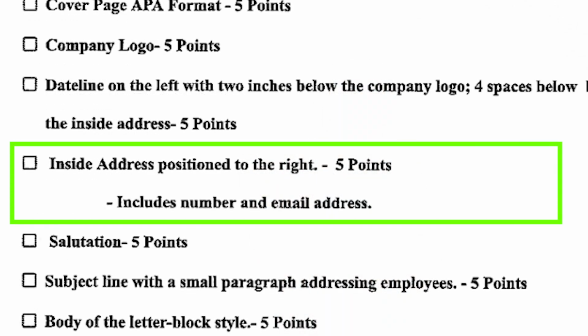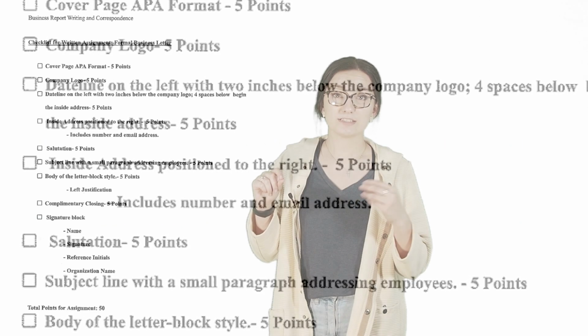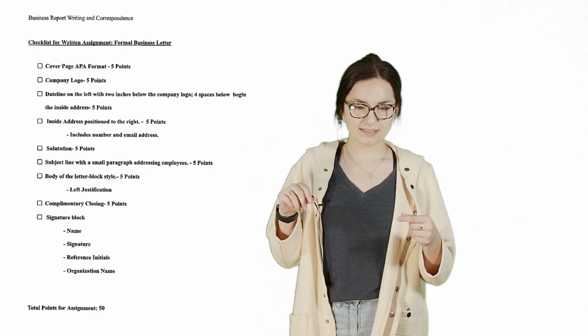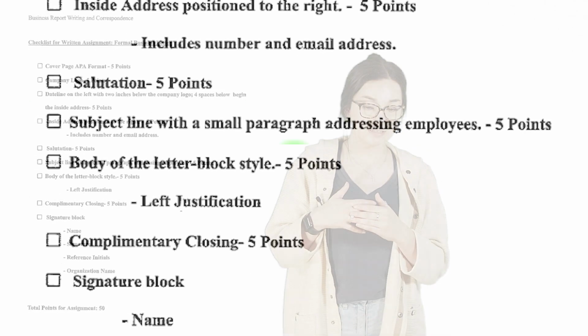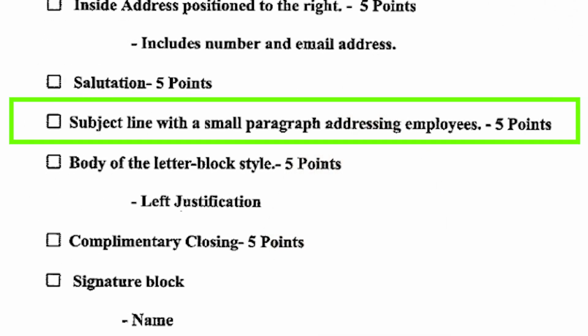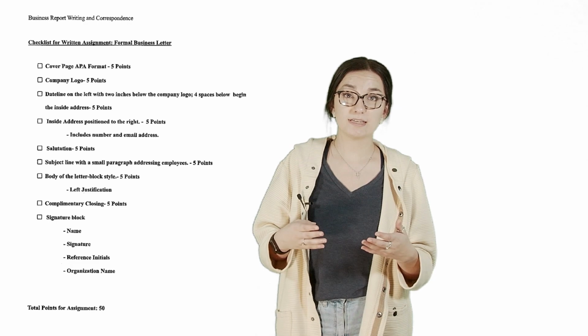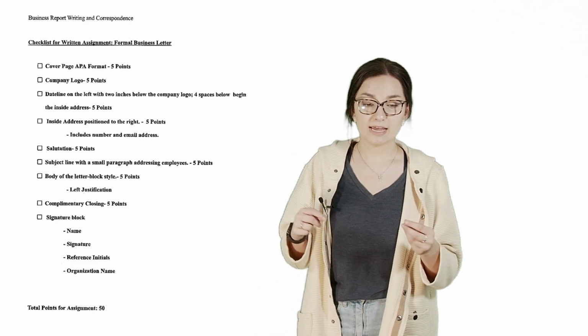On the right, you will have your email and your phone number to contact you back at as the author of the letter. Then you will have the salutation, so whatever that may be, hello. And then after that, you will have the subject line with a small paragraph addressing your employees. So whatever stance you decide to take for the letter, you will be formally addressing your employees through a letter.